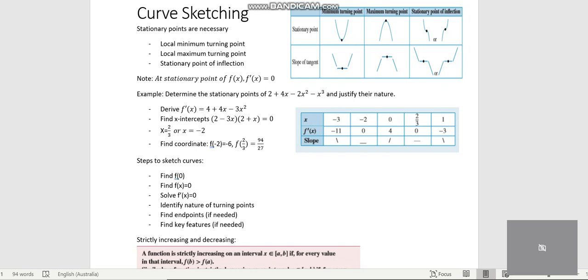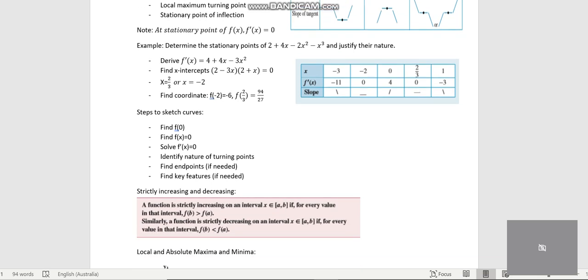Here it gives you an idea of what the graph looks like. The gradient stops, goes back up, stops, and goes back down. So these are the general steps of how to sketch curves.